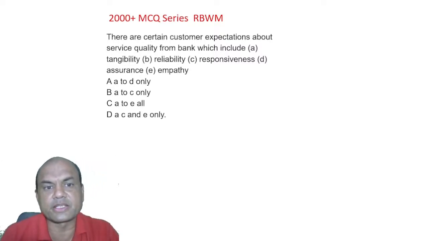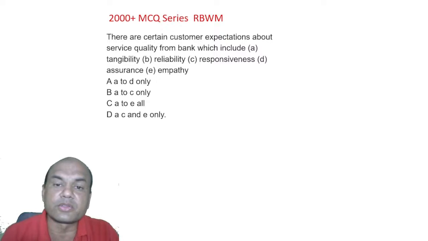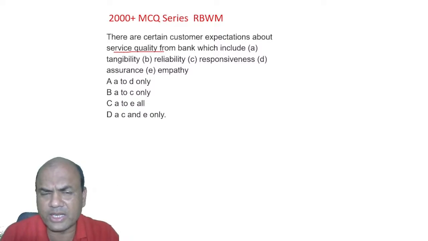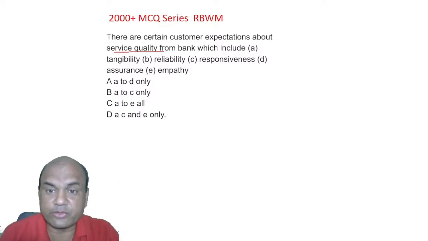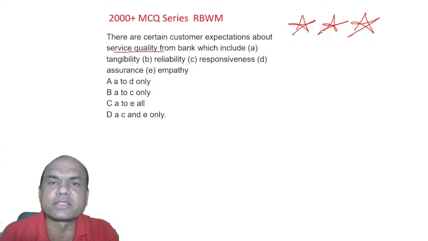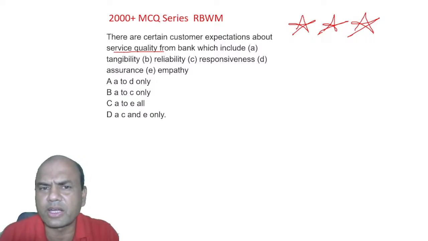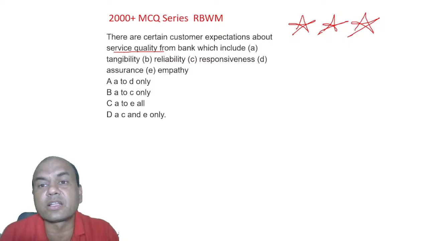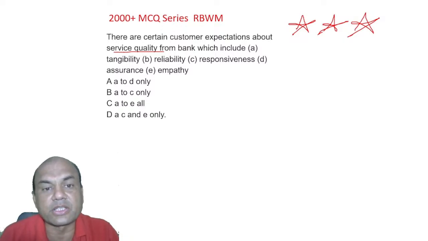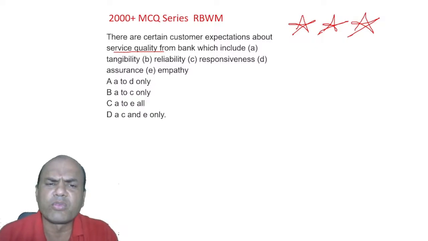There are certain customer expectations about the service quality of the bank. How do you define quality? Quality is such that you cannot measure it. It can be felt. That's why in online banking nowadays we have those 5 stars for rating. If you feel very good, give 5 stars; if you feel bad, give 1. So your feeling is converted into numerics. The customer expectations include tangibility, reliability, responsiveness, assurance, and empathy.